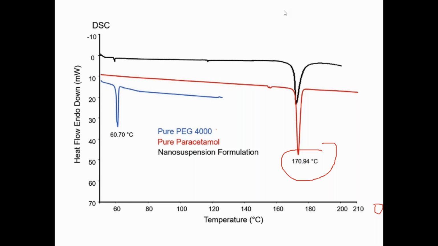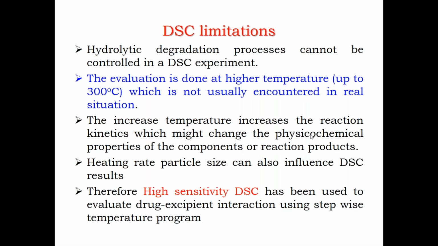Now generally the normal procedure says it is run between 0 to 300 degrees. This is the normal range, and within that range you can fix your own range. And the increase in temperature increases the reaction kinetics. That's what I was telling you.